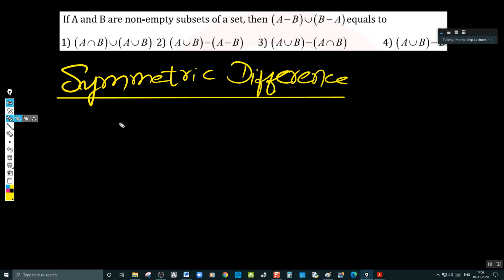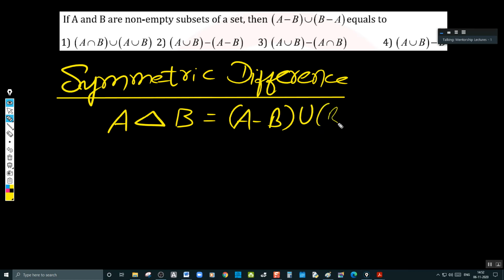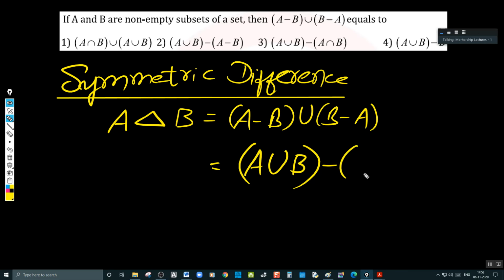Symmetric difference is denoted by A delta B, and it is nothing but A minus B union B minus A. What is the meaning of it? You should not have the common area of both. You can write it as A union B, but what should not be there? You should not have the common area. So your option must be the third option.